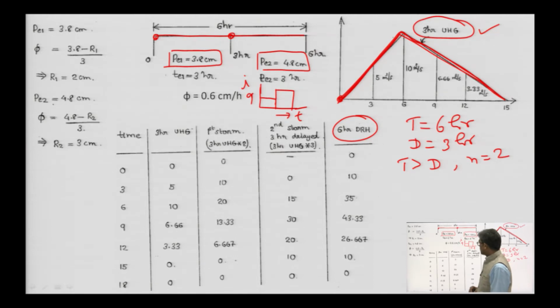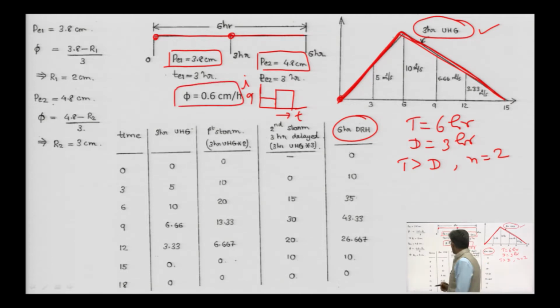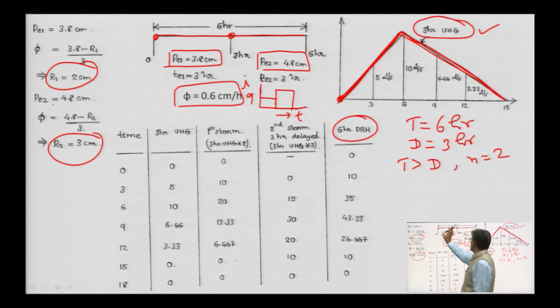We need to follow the steps that were told in previous slides. With the help of PE1 and TE1, and the phi index given as 0.6, the R1 and R2 runoff for this system, from 0 to 3 and 3 to 6, have been calculated. It is 2 and 3: simply 3.8, the effective rainfall, minus R1 divided by 3, and 4.8 minus R2 divided by 3. So it is 3, right.